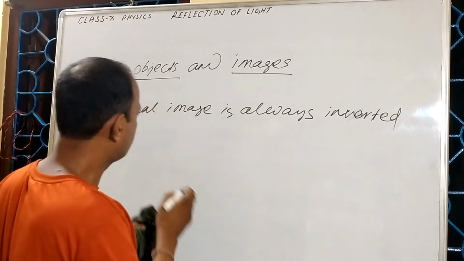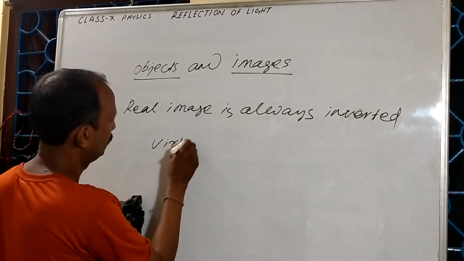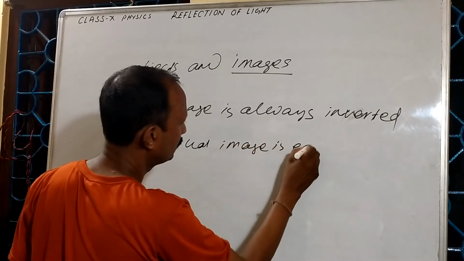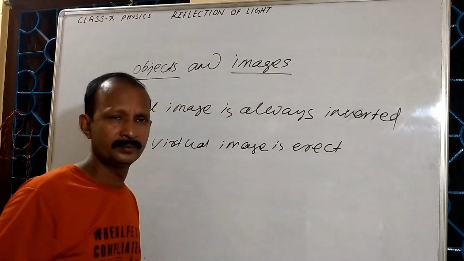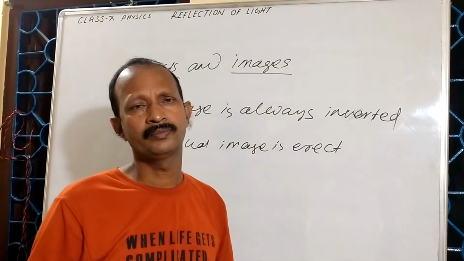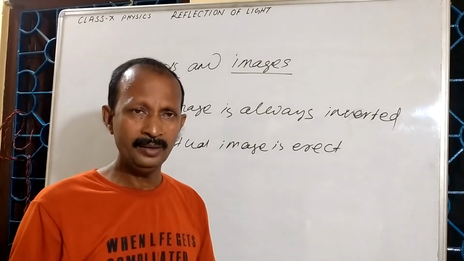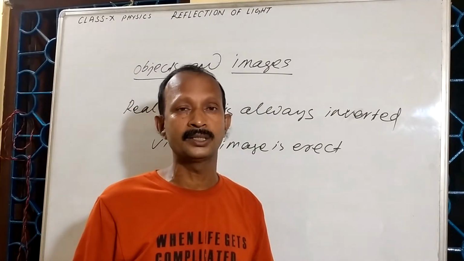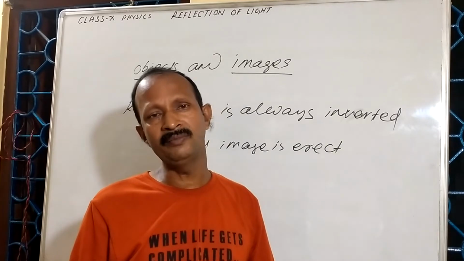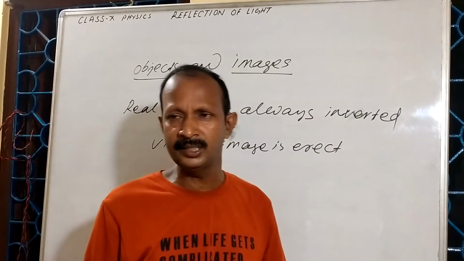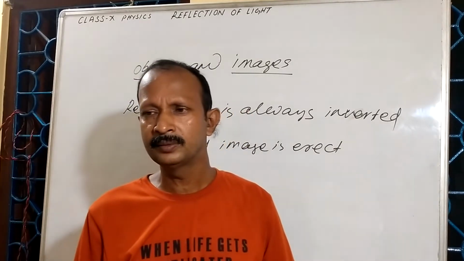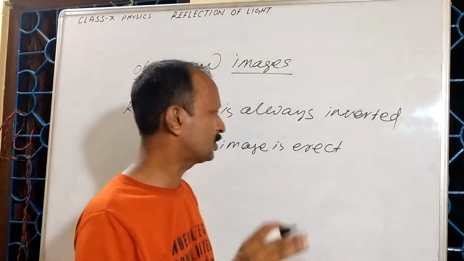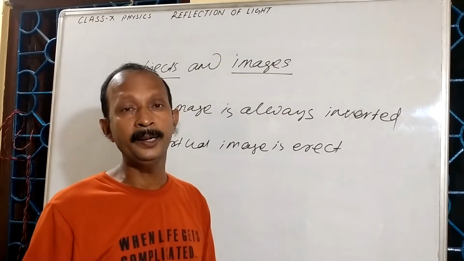Virtual image is erect, erect as it is. The image formed in a plane mirror is a virtual image. It is laterally inverted. Laterally inverted means the left appears right, right appears left. Let us see how the image is formed in a plane mirror.